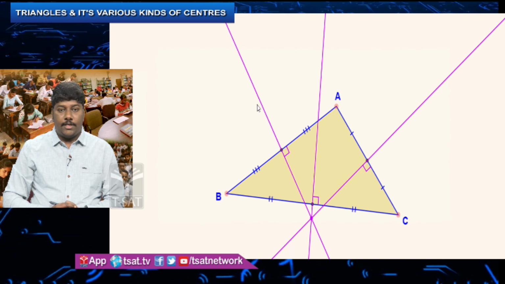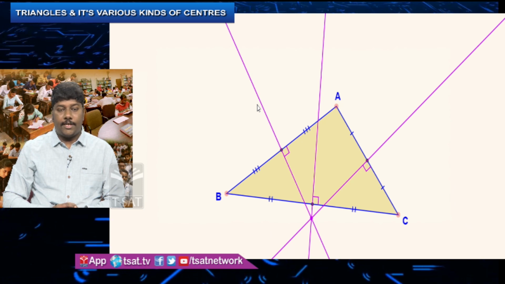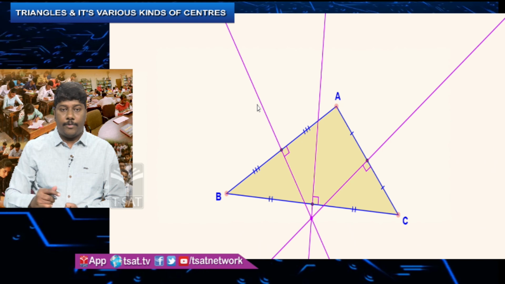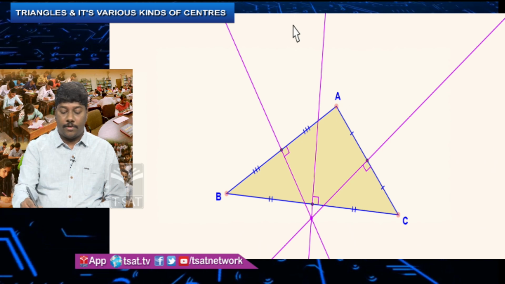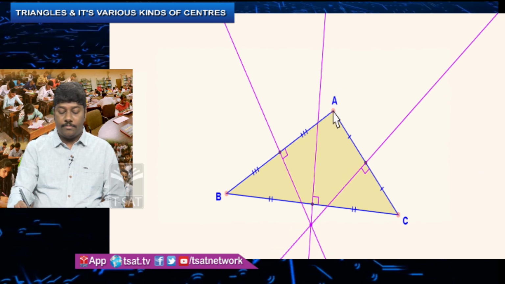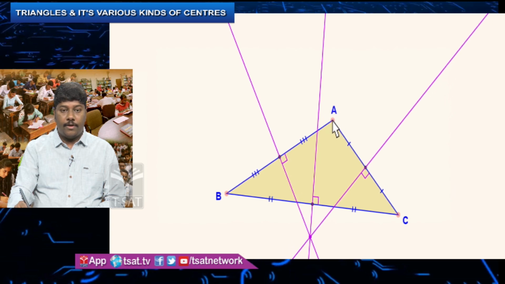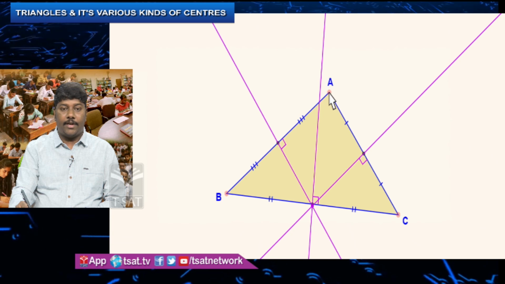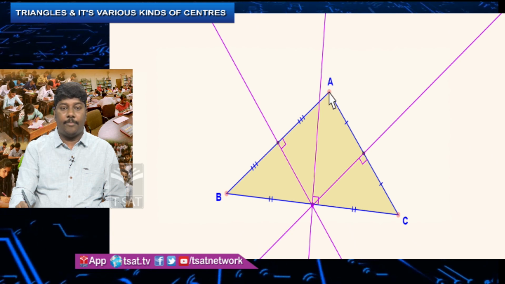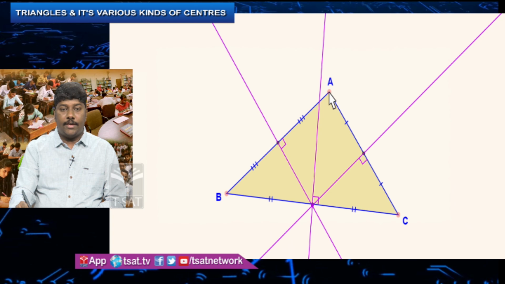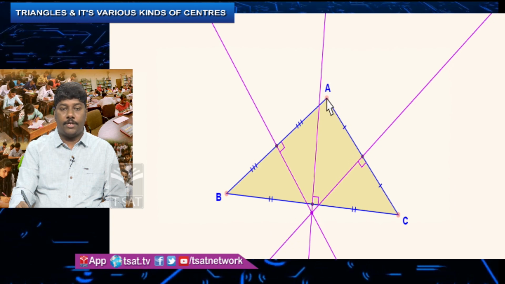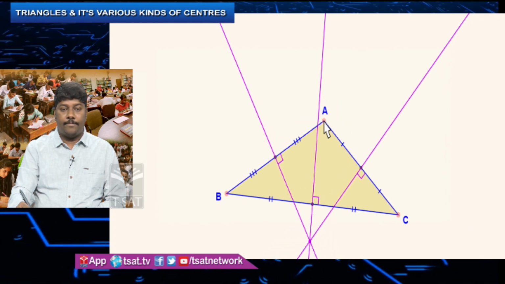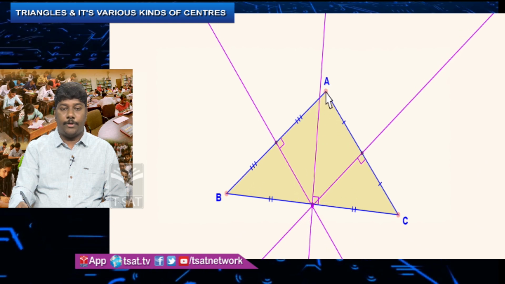Now we look at the circumcenter. Circumcenter is the intersection point of perpendicular bisectors. For an acute angle triangle, it stays inside, as you see. For a right angle triangle, with the right vertex at A, it is exactly the midpoint of the hypotenuse. For obtuse, outside.